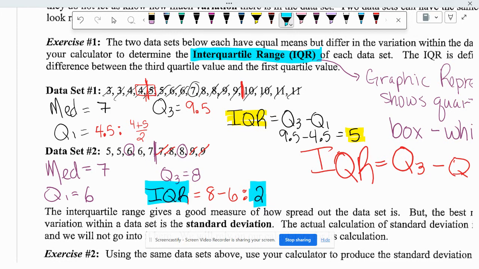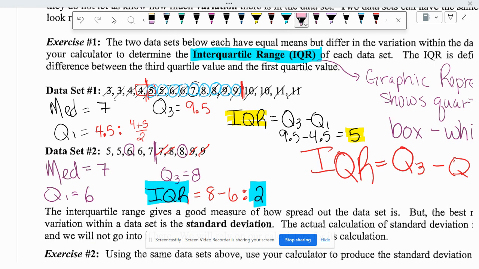It means that data set number 1 has an IQR of 5. It means that all of the numbers in the box are within 5 points of each other. If I were to count, to go from 5 to 9: 5, 6, 7, 8, 9. Oh my gosh, they are.